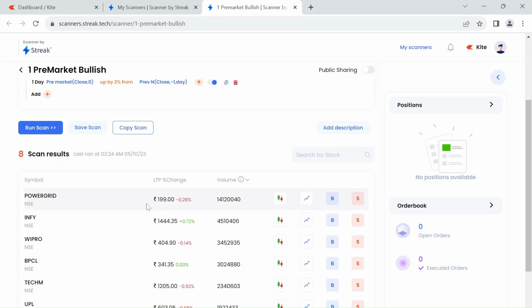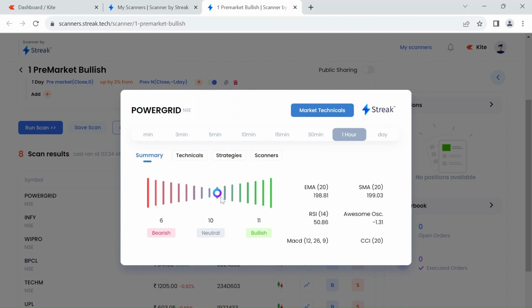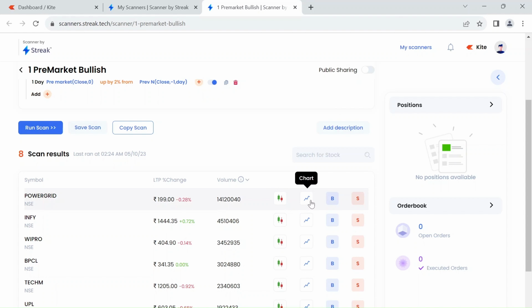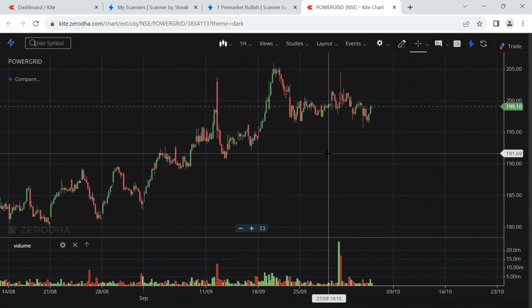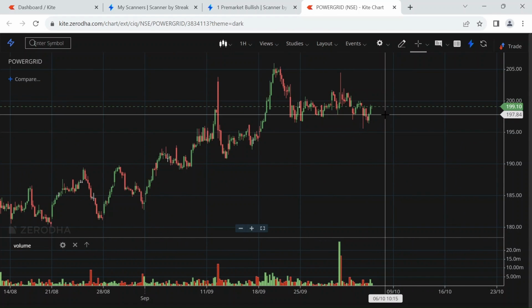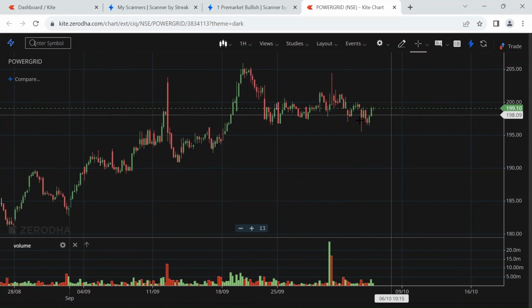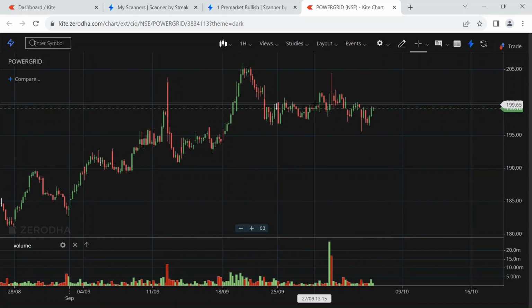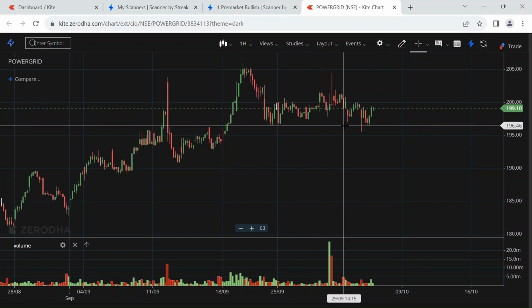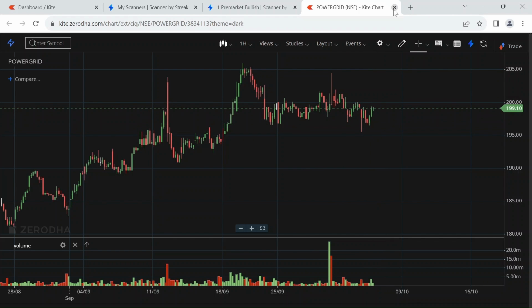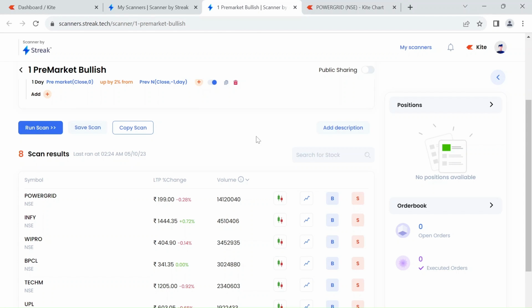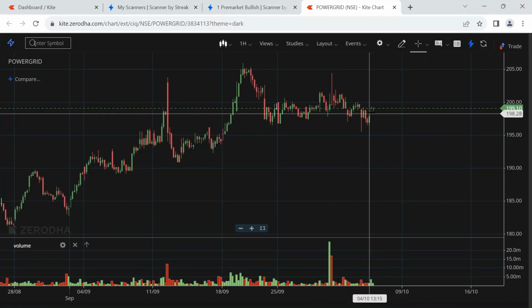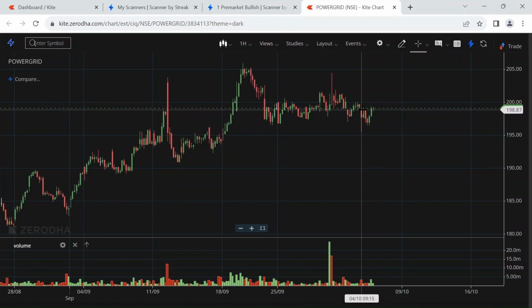Now we got Power Grid, and here you can check the technicals. It is slightly bullish, and maybe you can open the chart from here. If you find any trading opportunity here, you can go ahead and make the trade. For me it looks like it came down a little bit to support, retested our support and is making a bullish move. It was bullish in the pre-market, and it did move up a little bit in the day, but I think it came down at the start.